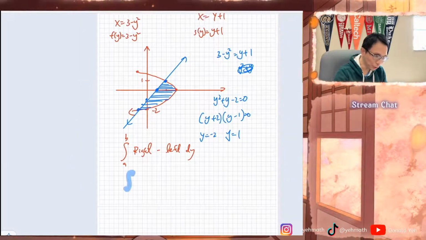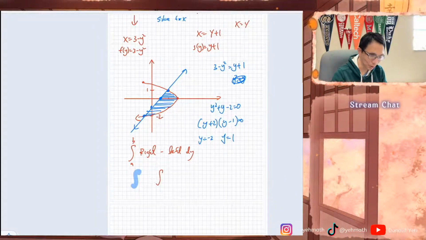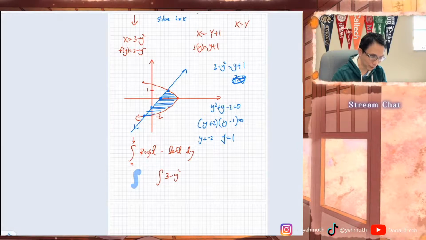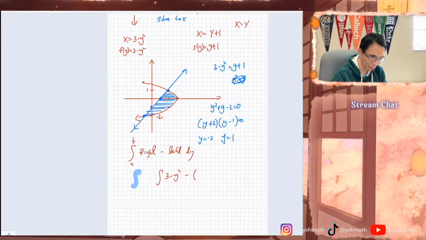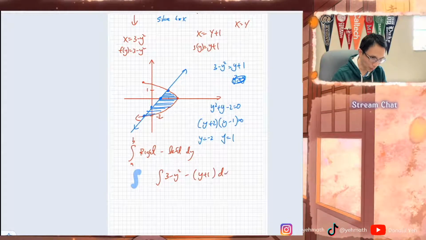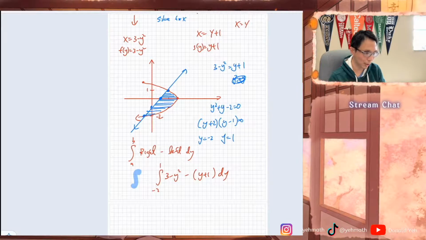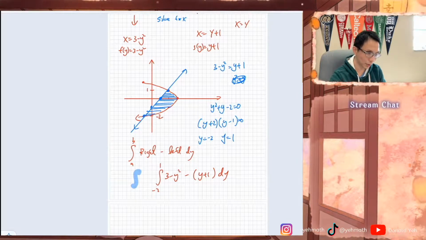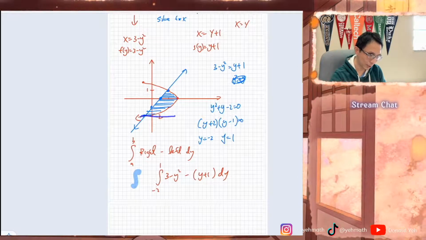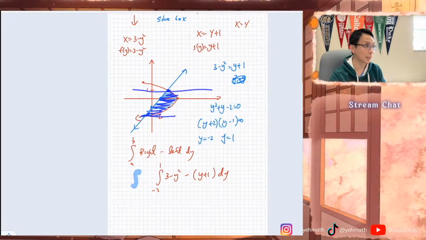So if I do the integration of top, in this case the top is 3 minus y squared, which is right, by the way, minus y plus 1, dy, and that's from -2 to 1. Why is it -2 to 1 and not 1 to 2? It's because you're going from this to this. The way you calculate, you start at -2 and you stop at 1. That's the way to think about it.